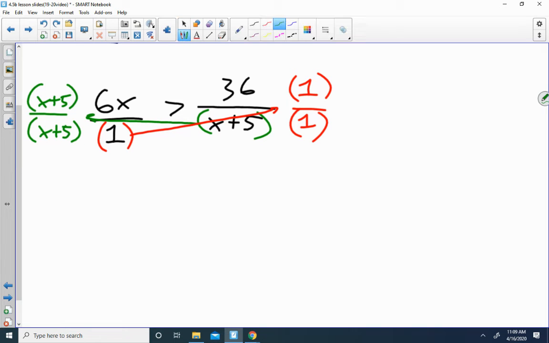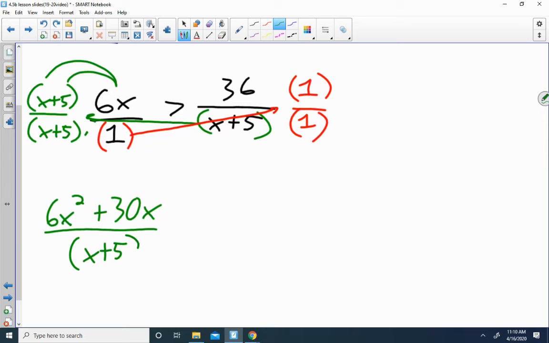So on the green side, you're going to have to take the 6x and distribute. So 6x times x will give you 6x squared. And that's 6x times 5, which will give you 30x. And then on bottom, x plus 5 times 1 doesn't really do much, so that's just going to be x plus 5 on bottom. No need to FOIL for that. And then our inequality is greater for the middle.